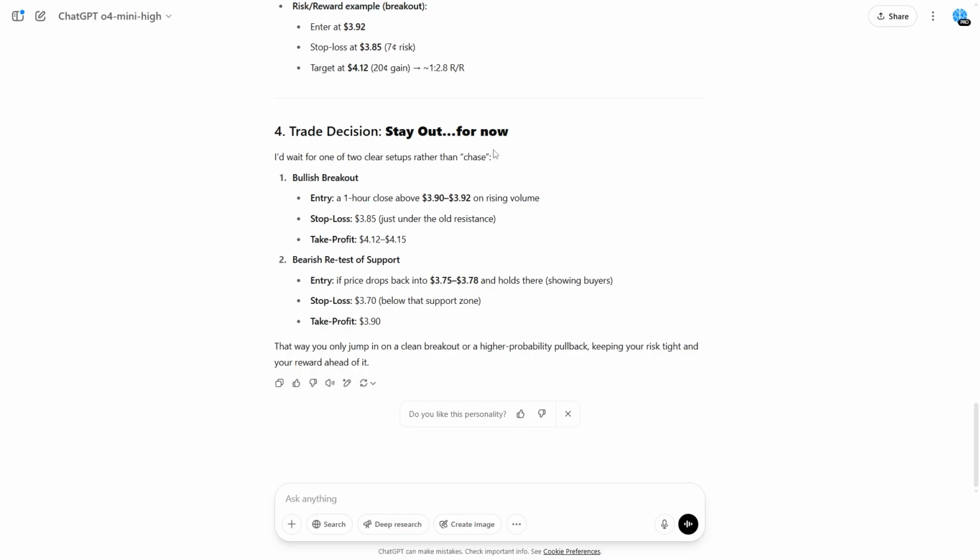You don't need to trade every single opportunity, but it does give us some options. So it does say, I'd wait for one of these two clear setups rather than chase. It says our entry would be a 1 hour close above $3.90 on rising volume. Then our stop loss at $3.85 and our take profit at $4.15. So let's plug in these values.